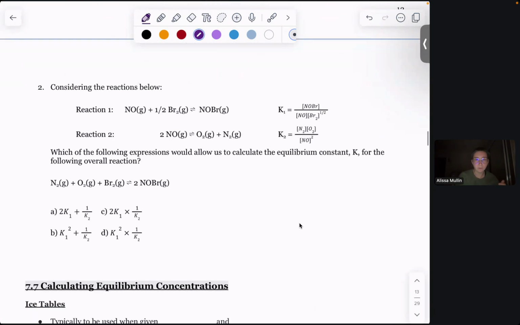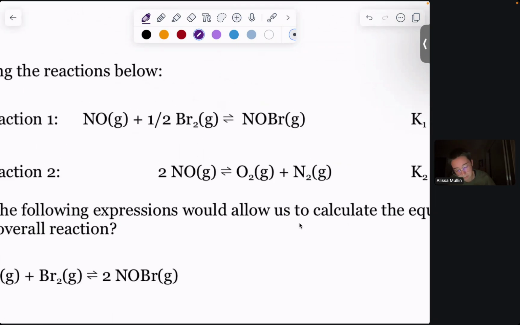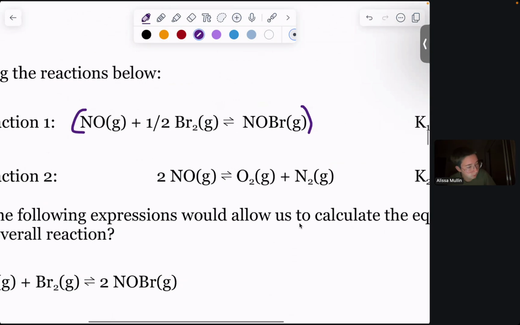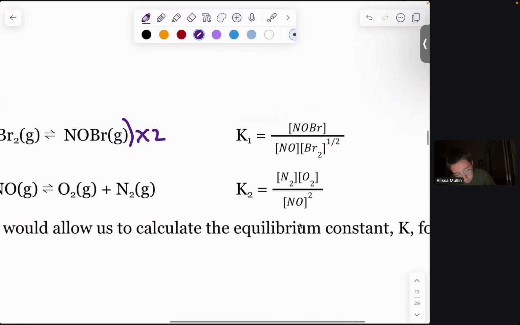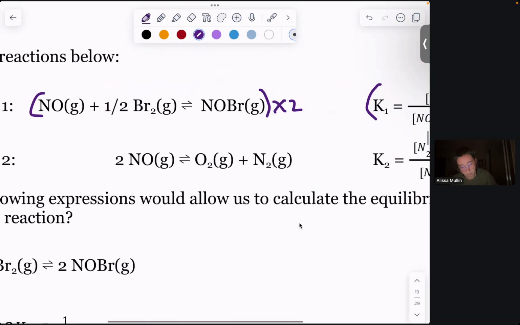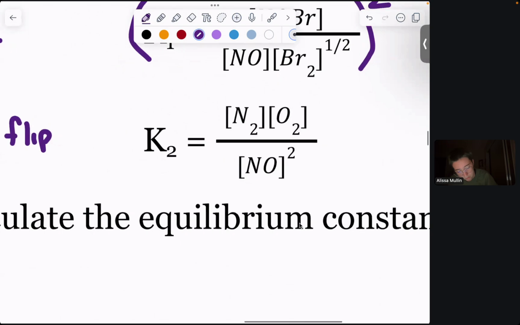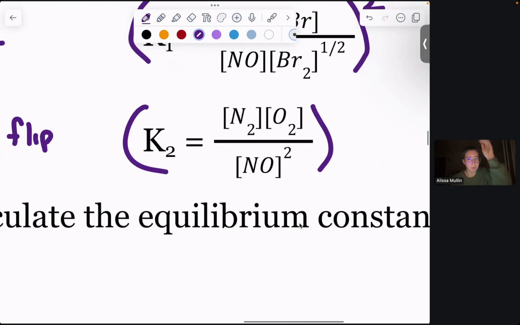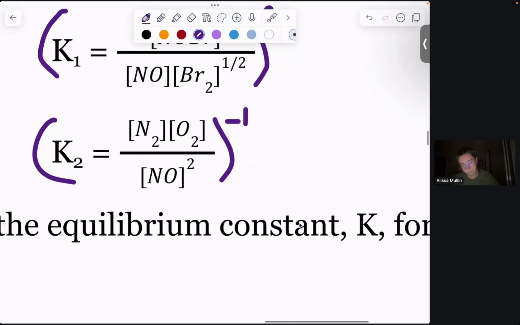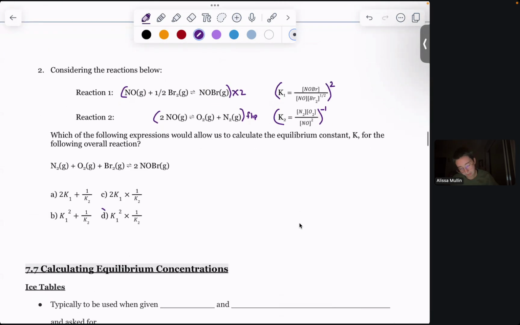Again, try this one on your own first, but with a little bit of staring at it, hopefully we recognize we have to take this one and multiply it by 2. So then that means we have to take this and square it. And this one we're going to have to flip around. So it'd be 1 over K2, or K2 raised to the negative 1. And so the only answer that reflects those two changes is D.